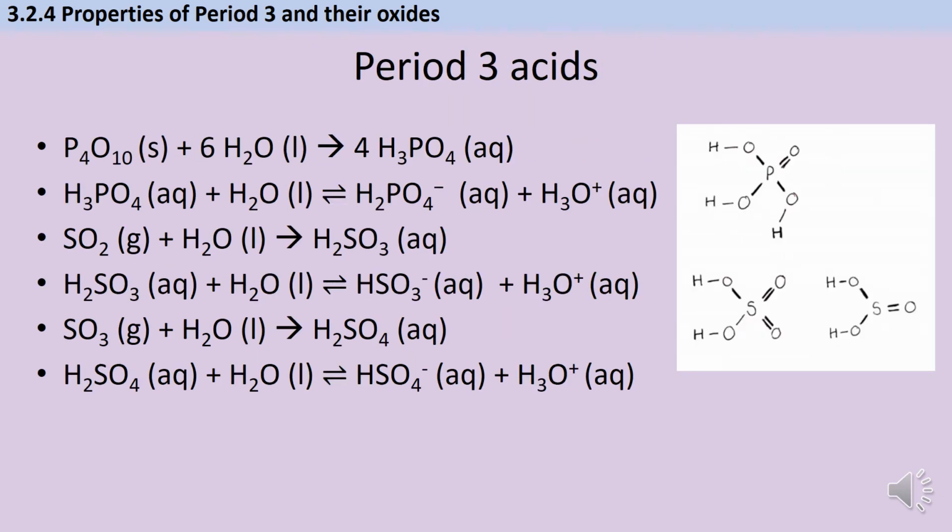Phosphoric acid forms when 1 mole of phosphorus pentoxide reacts with 6 moles of water. This phosphoric acid can then dissociate in water to form dihydrogen phosphate ions. Sulfur dioxide can react with water to make sulfurous acid with the formula H2SO3, whereas sulfur trioxide can react with water to make the more familiar sulfuric acid.